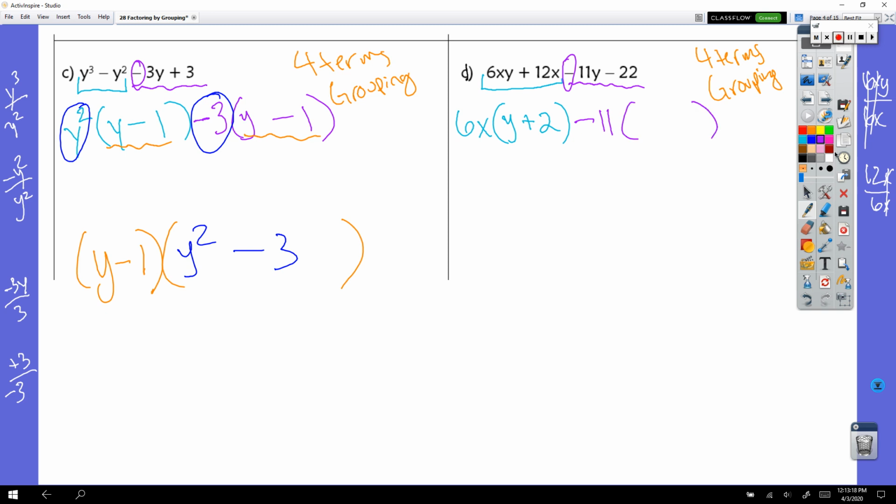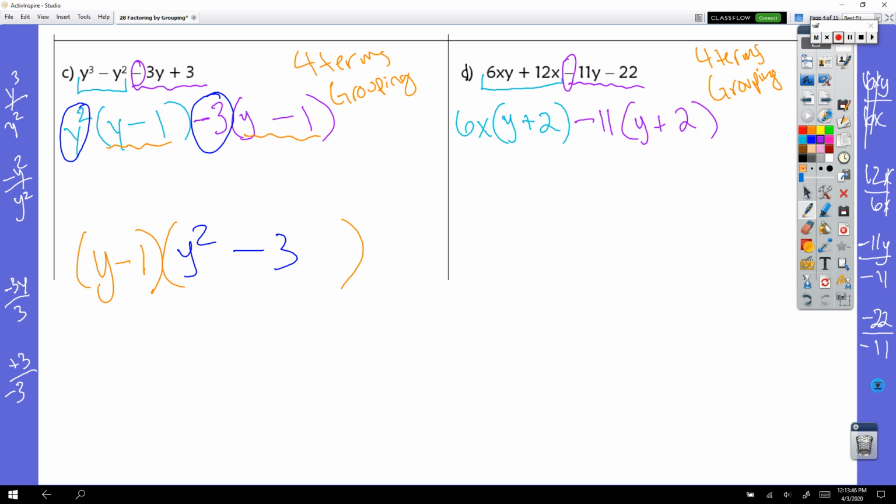So I'm ready to do the division. My first level of division is going to be thinking negative 11y, the typed term, divided by negative 11. Negative 11y divided by negative 11 is going to be a positive y. Now I'm going to be thinking about negative 22 divided by negative 11. Negative 22 divided by negative 11 is a positive 2.